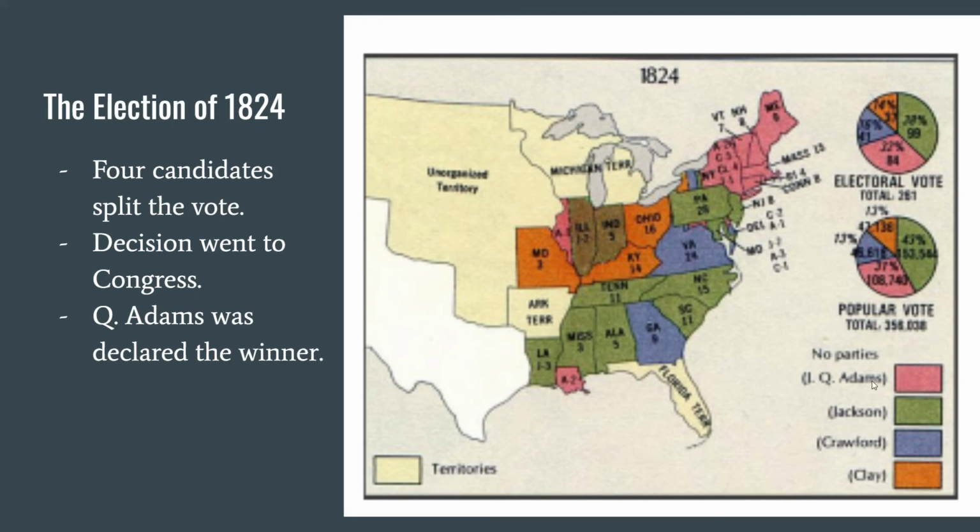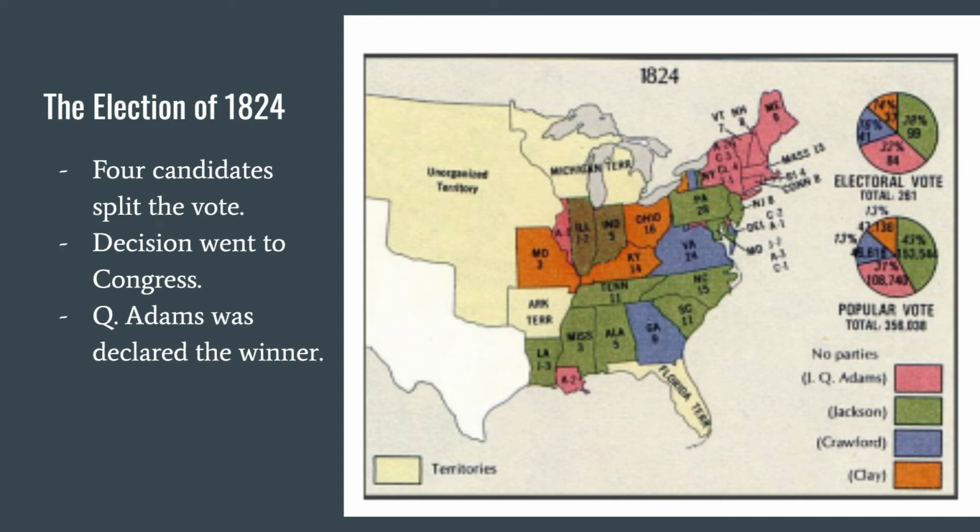John Quincy Adams, son of former President John Adams, Andrew Jackson, hero of the War of 1812, William Crawford, who he did something and I can't remember what it is. You can tell he doesn't win. And Henry Clay, you know, the Missouri Compromise guy. And so when the Electoral College results come back, it's too split for anybody to have the majority. Now, when that happens, it goes to the House of Representatives.